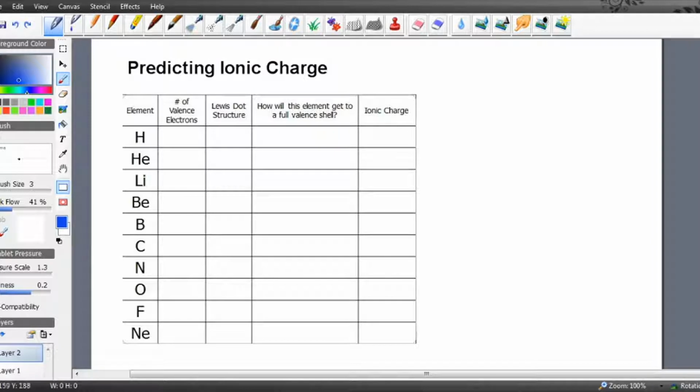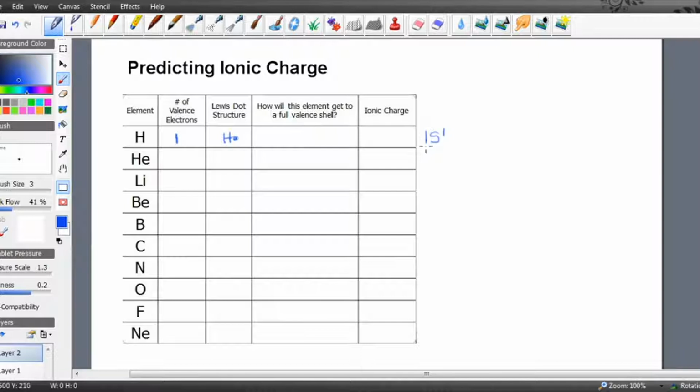Okay, so let's start off by taking a look at hydrogen. Hydrogen is in group 1 and thus has 1 valence electron. If I were to draw the Lewis dot structure for that, it would look like so. In order to get to a full valence shell, hydrogen has 2 choices, and that's a little bit unique. Let's look at the electron configuration for hydrogen. Hydrogen has a configuration of 1s1. In other words, there's 1 electron in the 1s orbital, which is of course the valence shell for hydrogen.